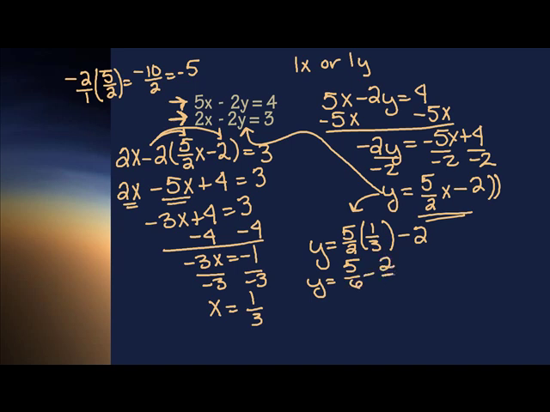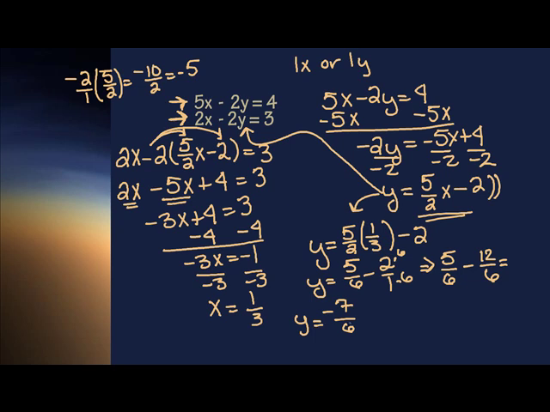Now remember, 2 is over 1. Also remember, we need a common denominator. So our common denominator is going to be 6. So I'm going to multiply by 6 on the top and 6 on the bottom. So what I'm going to get is 5/6 minus 2 times 6 is 12, 1 times 6 is 6. 5 minus 12 is negative 7/6. So I get y to equal negative 7/6.